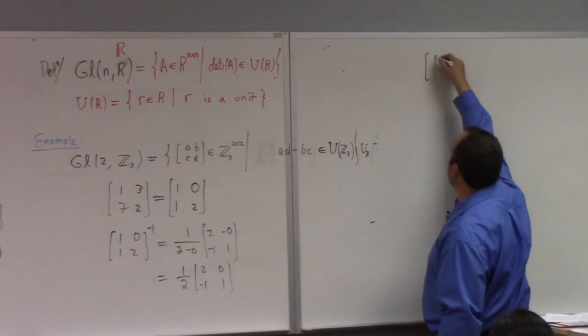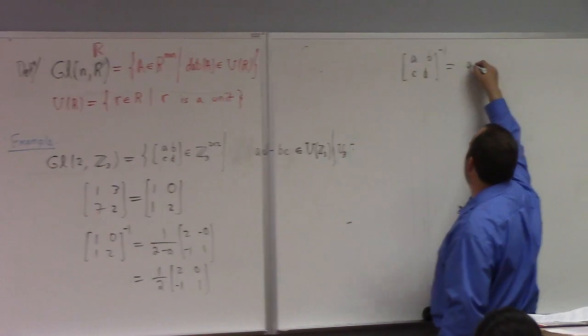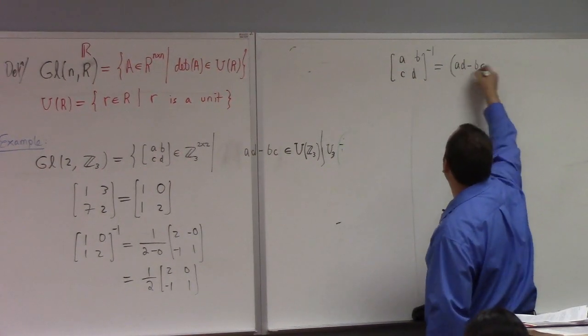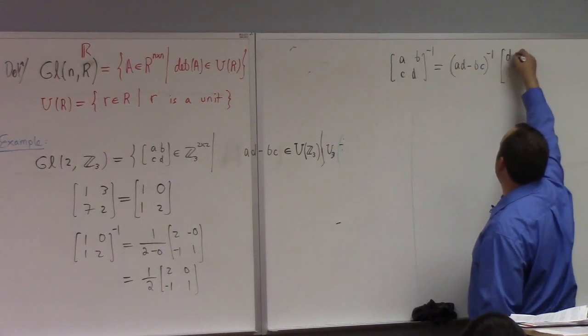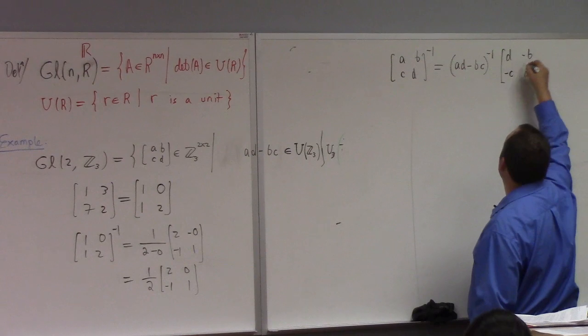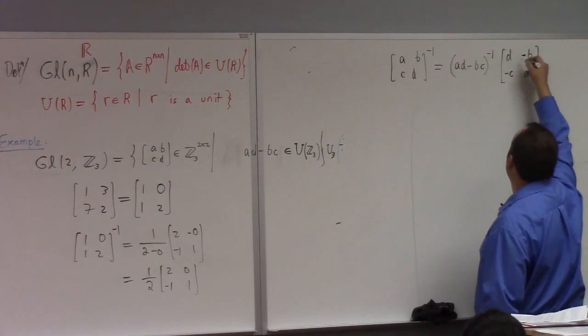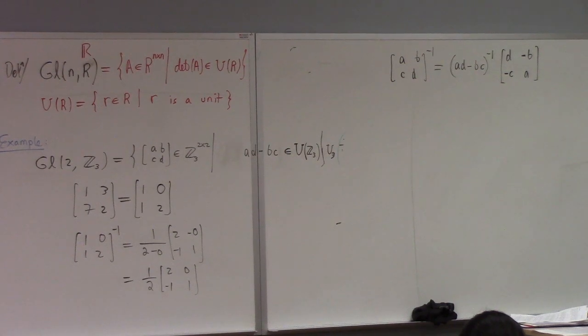So here's a general formula. A, B, C, D, inverse is AD minus BC, inverse, times the matrix. We flip the diagonals, and we put minuses on the off diagonal, like that. So that formula, properly interpreted, still makes sense for matrices with entries in a ring.